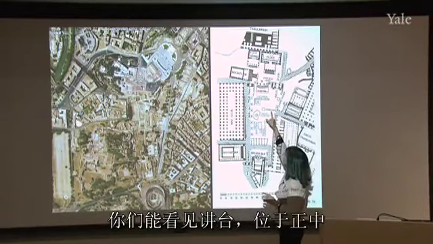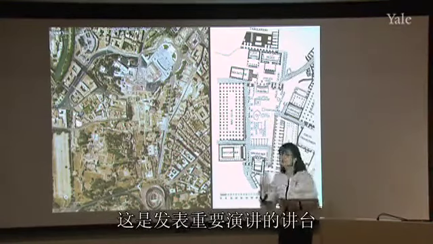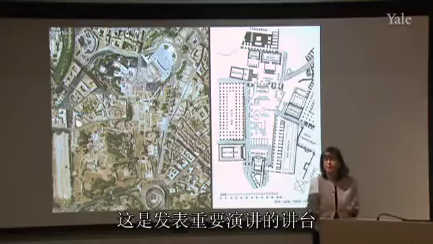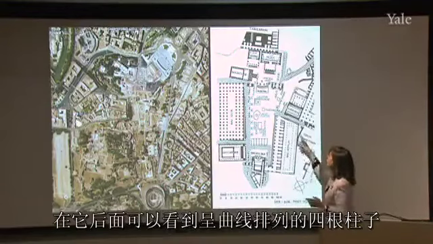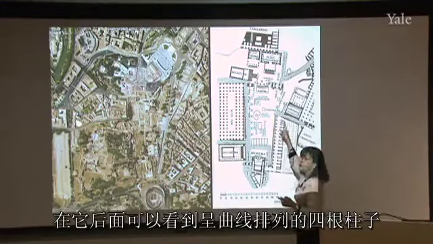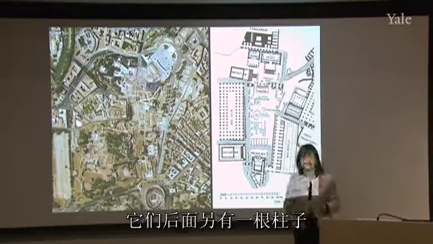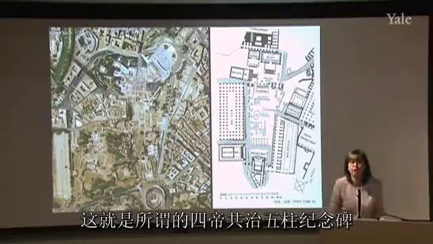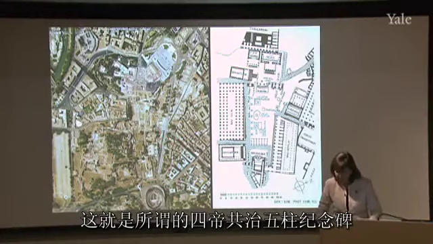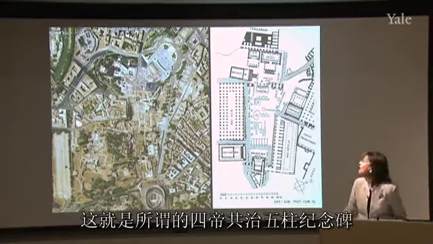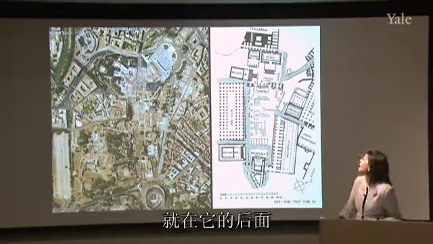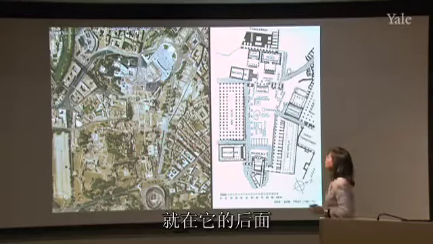If you see the Rostra there right in the center, that's the dais from which major speeches were made. If you look right behind the Rostra, you will see 4 columns on a curve, and then another column right behind them. That is the so-called 5-column monument of the Tetrarchy that we see there, right behind the Rostra.